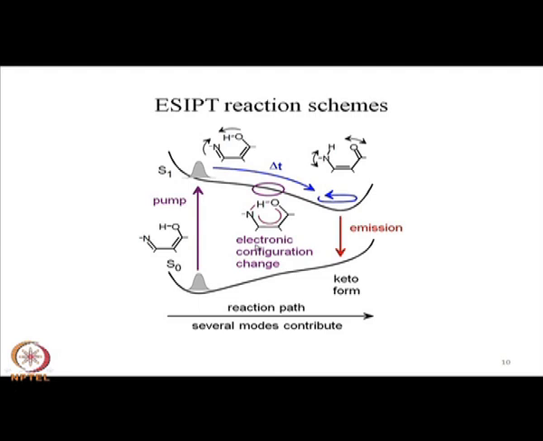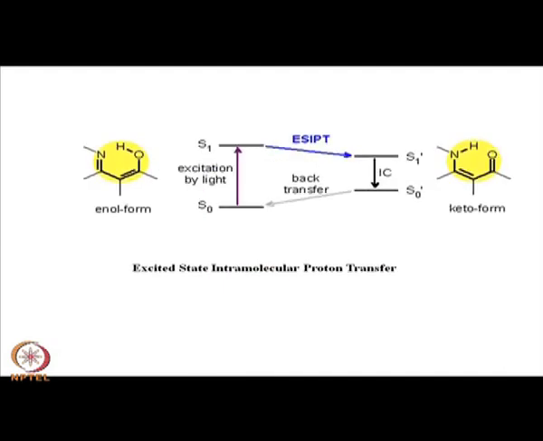Several modes will contribute. Modes means various motions within the molecule that are responsible for this hydrogen getting transferred from oxygen to nitrogen. So this is your S1 potential energy surface, and this is your S0 potential energy surface. The gap is reduced over here, which is why the emission is on the red side of the spectrum. So this is a typical example.